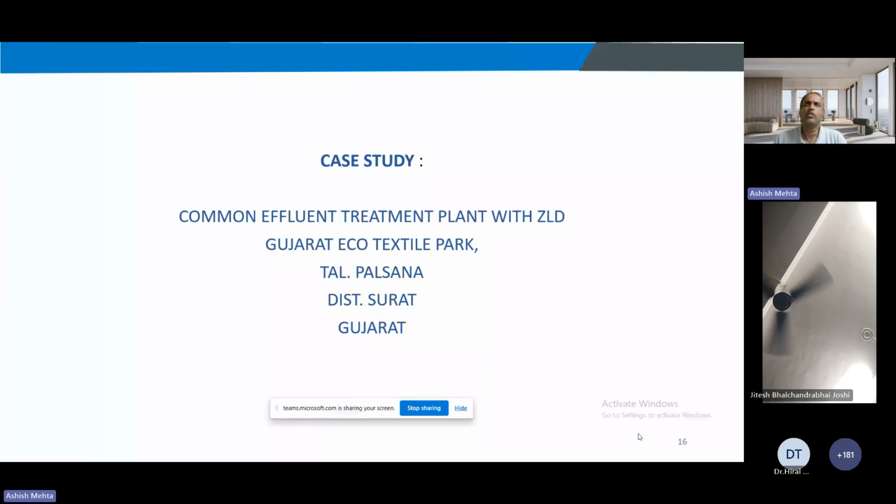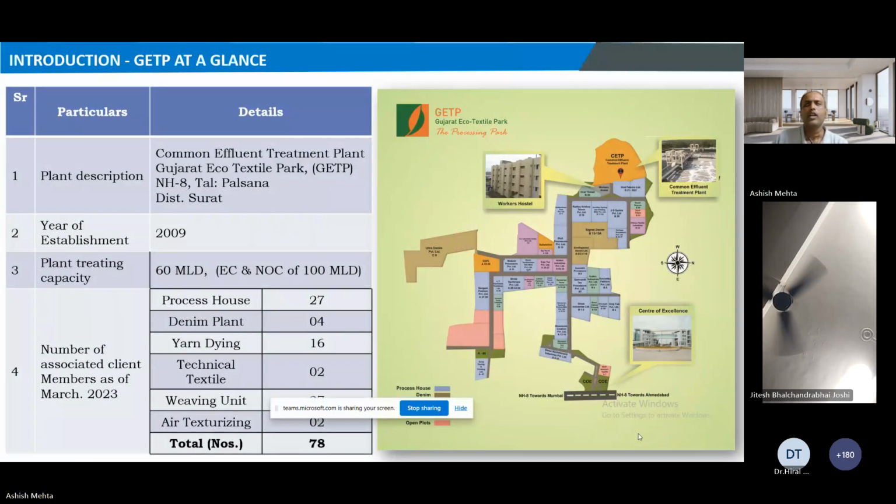So till here we have thoroughly discussed the concept of ZLD and CETP system. Now this was more on the policy front and the conceptual things. Now I am going to share with you the case study of our own common effluent treatment plant, which is a ZLD system at Gujarat Eco Textile Park, located at Taluka Palsana in district Surat in Gujarat. Here we would be sharing what implementations and actions we have taken, and what has been our journey for adopting the ZLD approach, for adopting the recycle and recovery system approach. So now this is the case study.